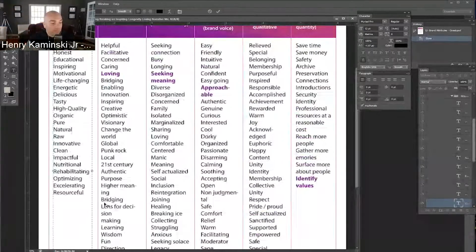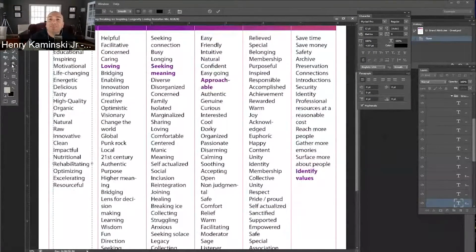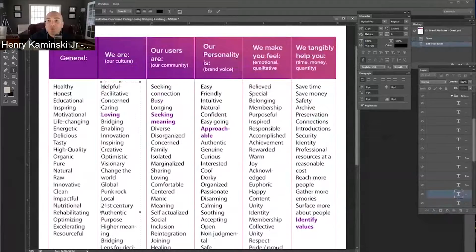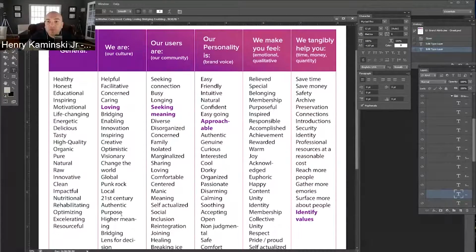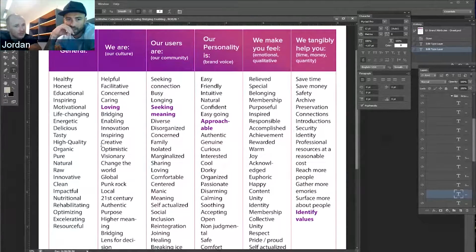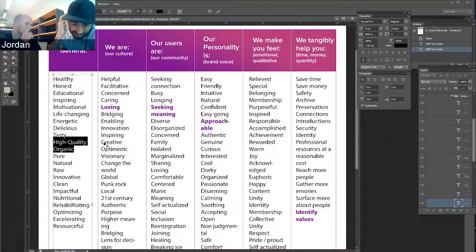Boom. All right, we're out of time. Okay. All right, so if we had to pick one, what's the strongest one there? No, not organic. Yeah, I don't know. I'd probably go high quality. I'm talking more product focused right now. What do I like it for?